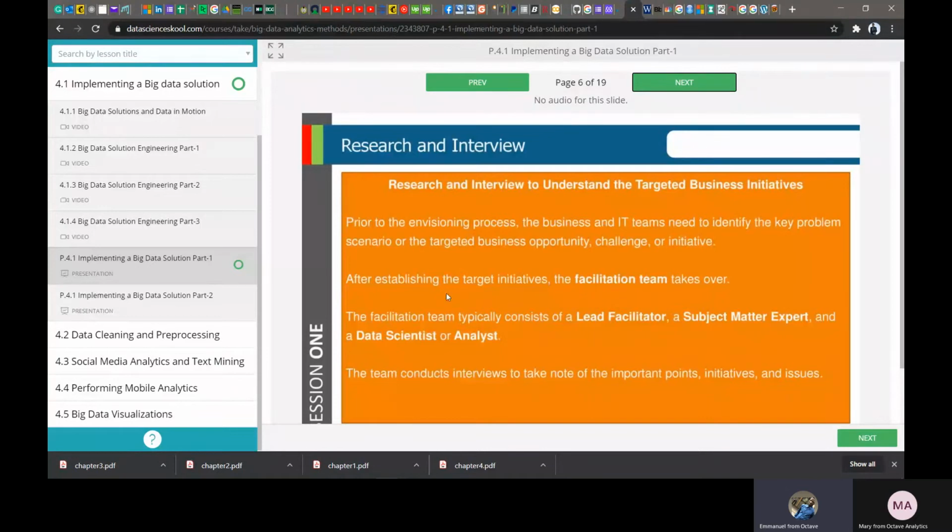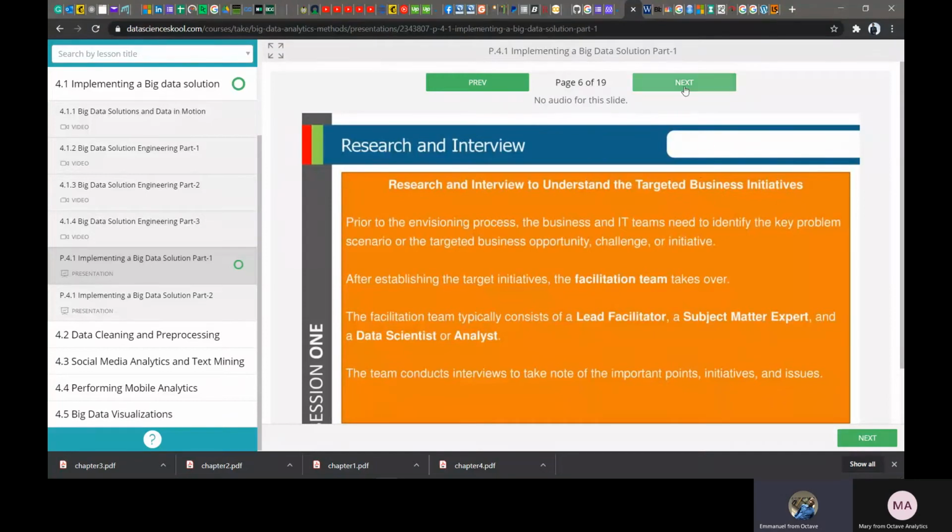This typically consists of a lead facilitator who knows about the subject, a subject matter expert who knows what is at hand and knows a lot of things to be considered in this aspect, and a data scientist or analyst who can help get data from different sources. So the team conducts interviews and takes note of the important points, initiatives, and issues.